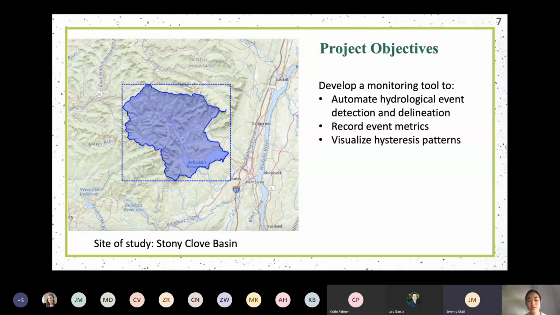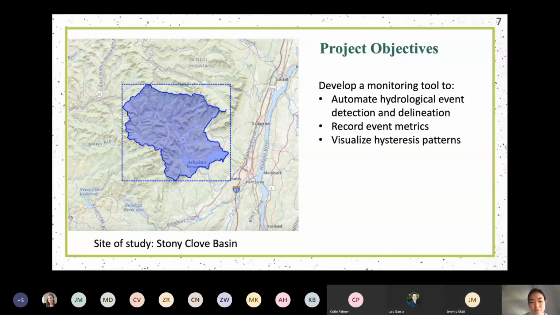I want to note here that I am not the first to attempt automating event detection and delineation. However, past research only looked at discharge data. In my research, I want to look at both discharge and turbidity data to detect these events.